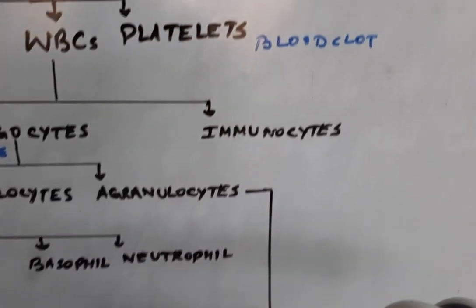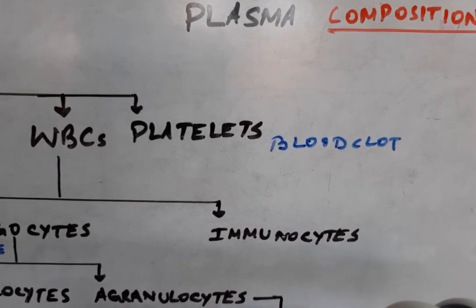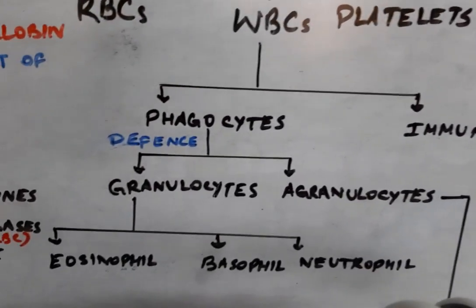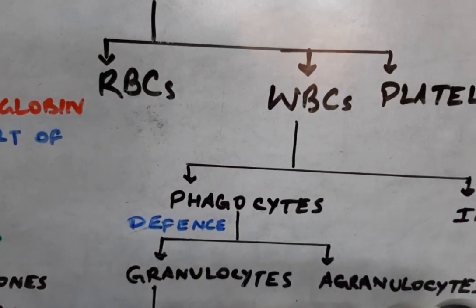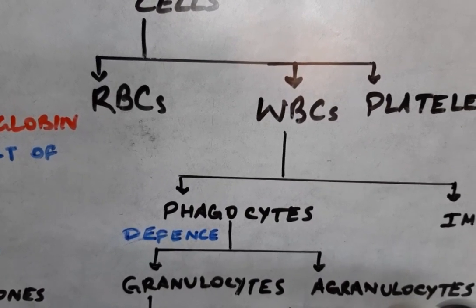Now platelets. Platelets help in the formation of a clot during injury or any type of cut. Now the RBC has a lifespan of 120 days. It is produced in the bone marrow and destroyed in the spleen.